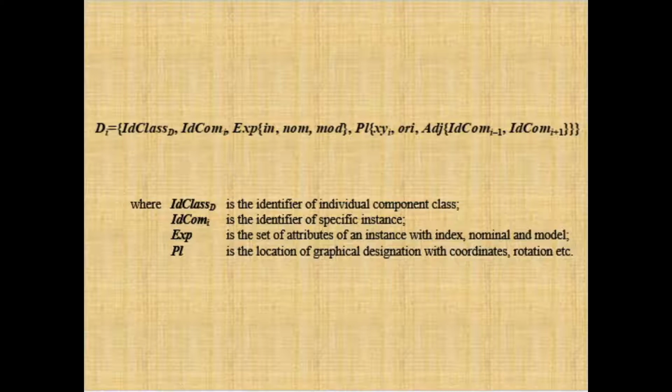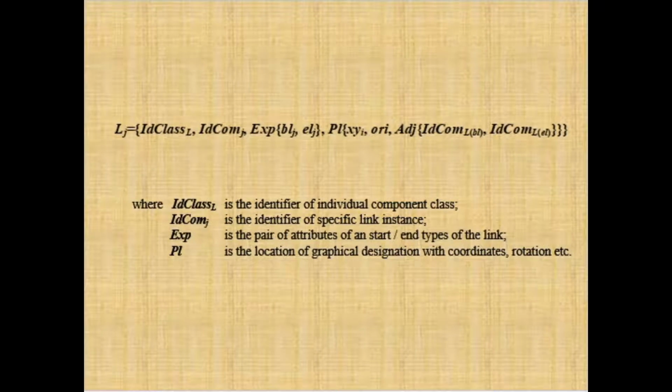Di, as an instance of class D, will be determined primarily by the identifier of an individual component class unique for the research subject area and the identifier of a specific instance, which is exceptional in the simulated experimental scheme. Further, the basic properties of some current link Lj, as an instance of a connecting component's class L, will also be determined by the native class identifier and the identifier of the jth instance of the link.